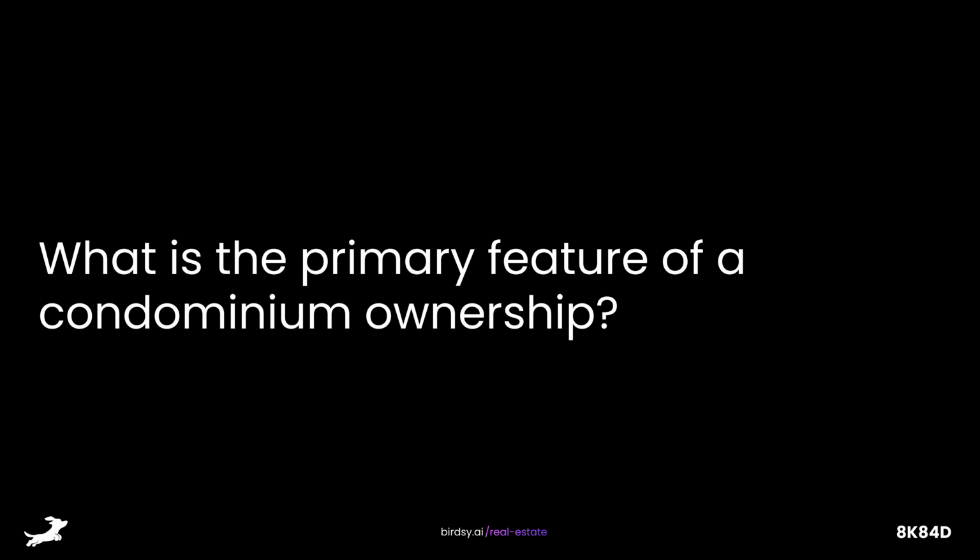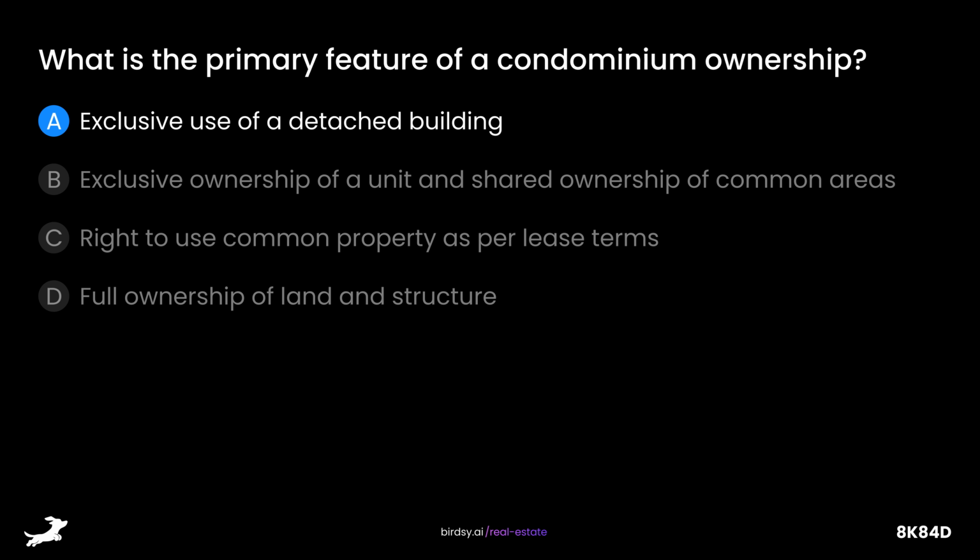What is the primary feature of a condominium ownership? Is it A, exclusive use of a detached building, B, exclusive ownership of a unit and shared ownership of common areas, C, right to use common property as per lease terms, or D, full ownership of land and structure? The answer is B, exclusive ownership of a unit and shared ownership of common areas.